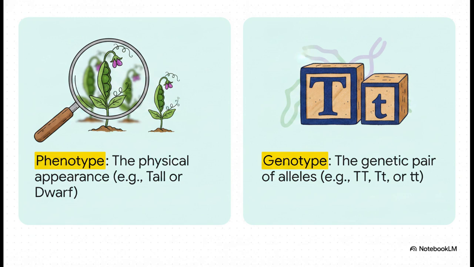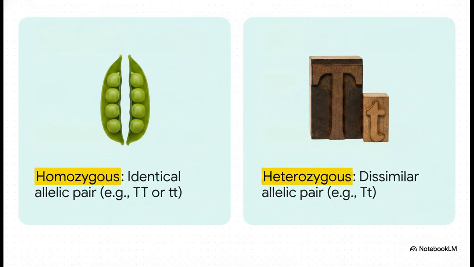Now, the phenotype is what you physically see, like a tall or dwarf plant. But the genotype, that's the hidden genetic code driving it, usually represented by letters like a capital T for tall and a lowercase t for dwarf. Next up, Mendel realized that these genes, which code for contrasting traits, are called alleles, and they always occur in pairs. Plants can carry identical pairs of these genetic factors, which we call homozygous, think 2 capital T's or 2 lowercase t's, or they can carry a mixed, dissimilar pair, which we call heterozygous, like 1 capital T and 1 lowercase t.